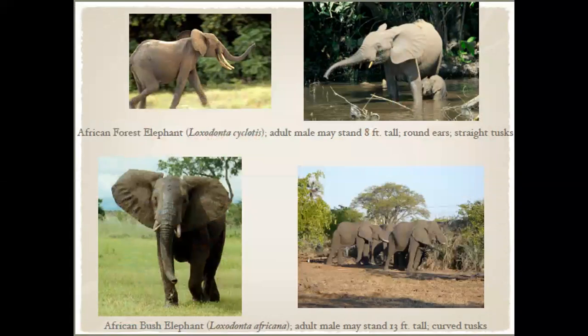The African elephants do have more than one species, the African forest and bush elephant being separated. And you can see a big difference in their size and tusk structure.